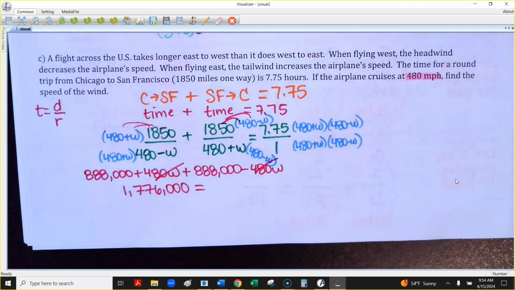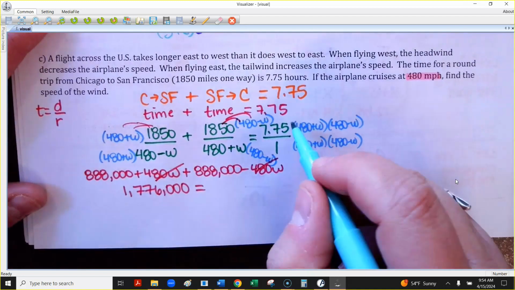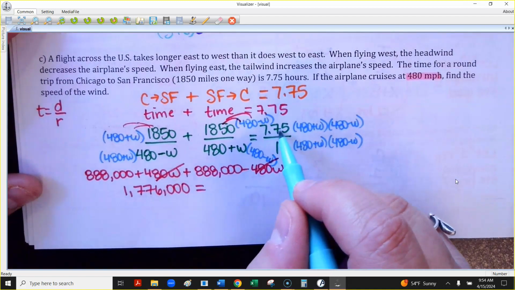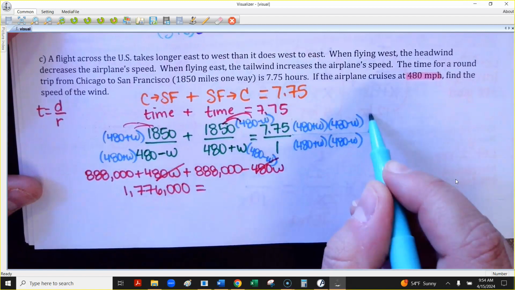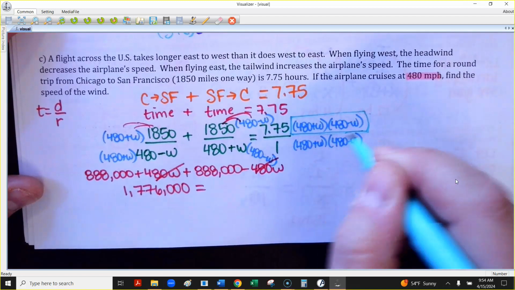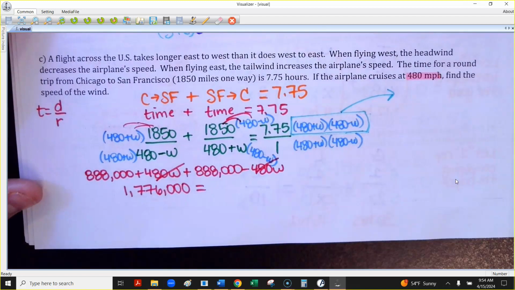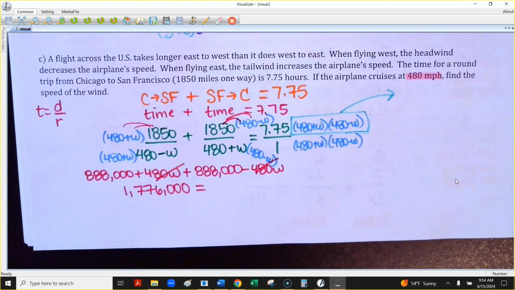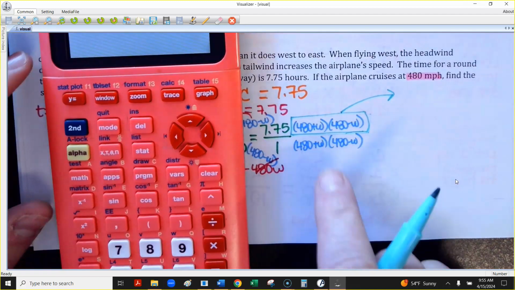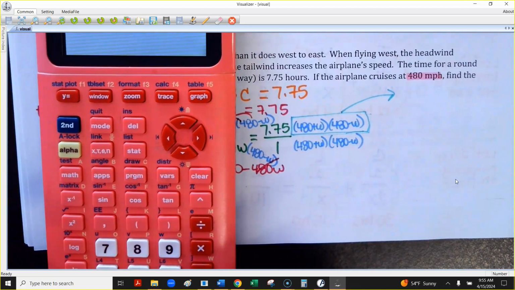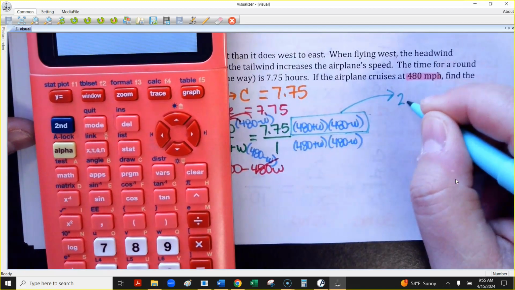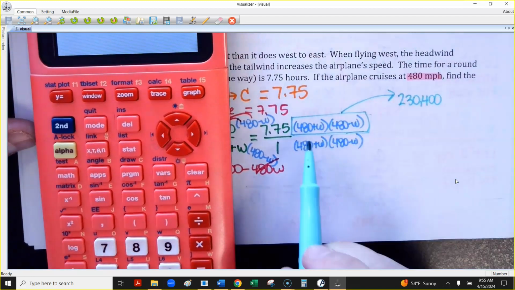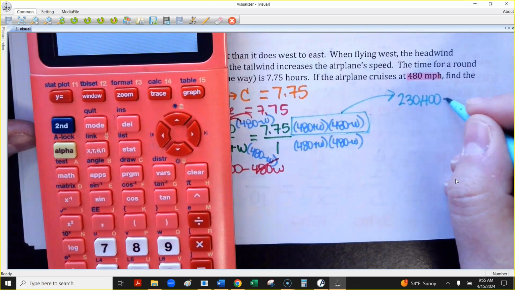Okay, now on the other side, I'm just going to give you a little recommendation. I'm going to multiply this 7.75 by this in a second, but I would just FOIL this first. Now, I don't know if you guys noticed this. This will actually be a difference of squares because those two factors I have there are identical except one is a plus and one is a minus. So the middle term is going to cancel out, and just to save some space, I'm just not going to write it. The only two terms that'll exist are 480 times 480, which is going to be 230,400, and then W times that negative W will be minus W squared.